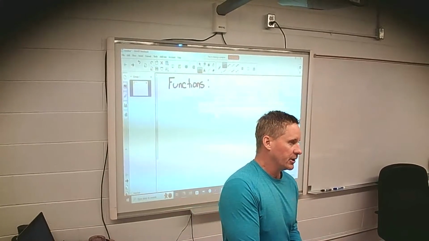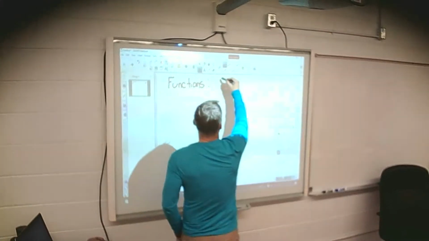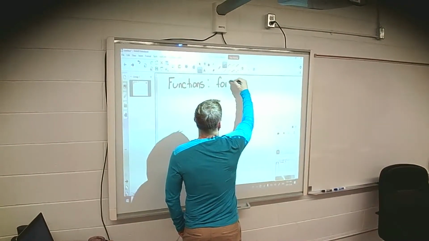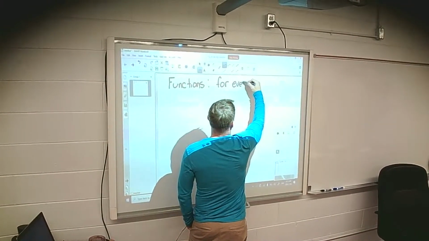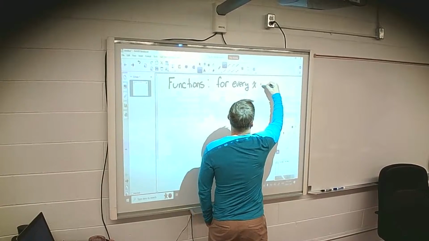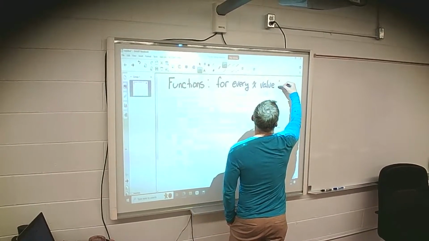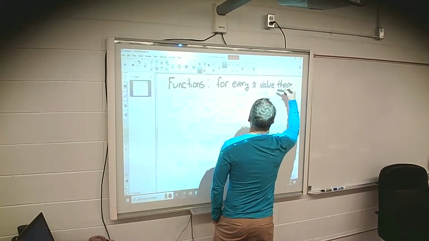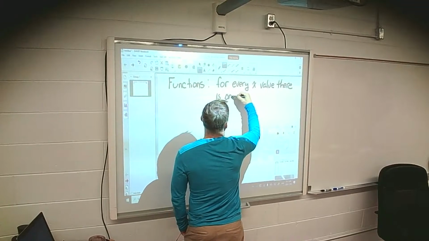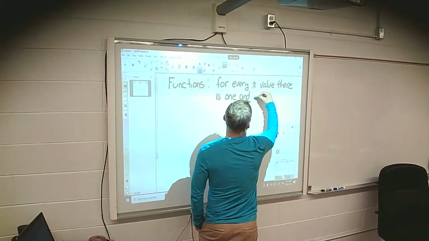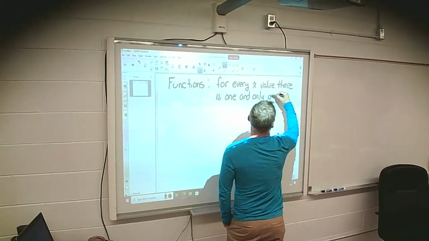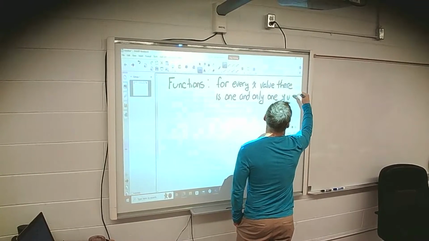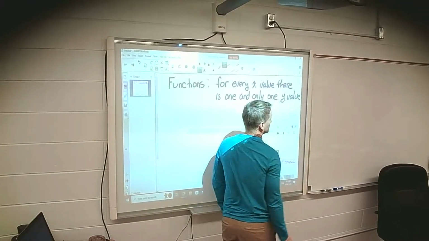By definition, a function: write this down. For every x value, there is one and only one y value. Okay, that's what a function is.